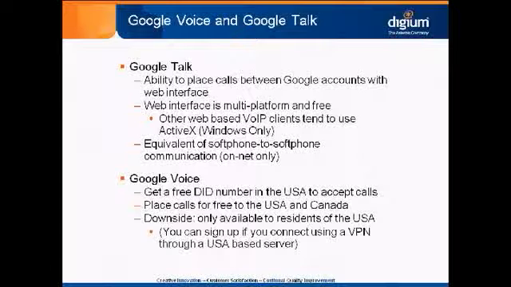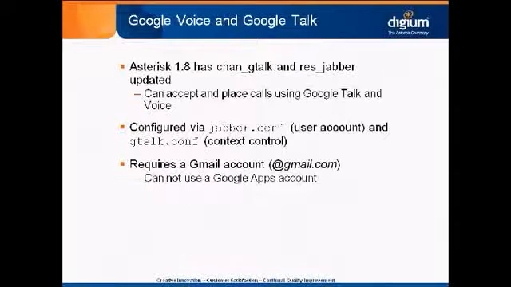So Asterisk 1.8 has chan_gtalk and res_jabber updated to allow this functionality. It can accept and place calls using Google Talk and Voice, configured via the jabber.conf file, which is your user account, and the gtalk.conf file is used for the context control, i.e. when the call comes in, which context to drop the call into.